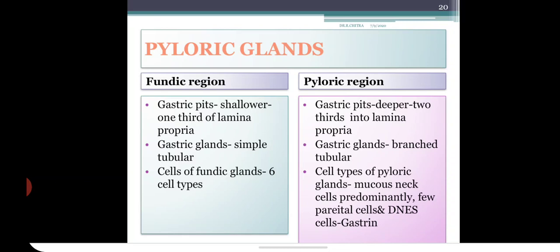Cells of the fundic glands contain 6 cell types. Cell types of pyloric glands: mucous neck cells predominantly, few parietal cells, and DNES cells, which secrete mainly gastrin. So the pyloric glands secrete the gastrin.